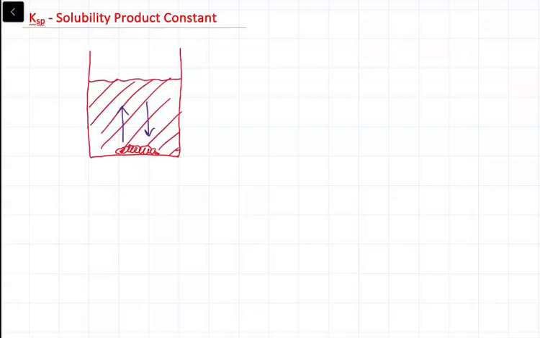All right, so we're going to talk about equilibrium and dissolving. And specifically, we're going to be talking about Ksp, which is the solubility product constant. And so if I have a little lump of solid here, let's call it magnesium fluoride, MgF2, and that is a solid, and it is at equilibrium with its two ions, Mg2+ aqueous and 2F- aqueous.